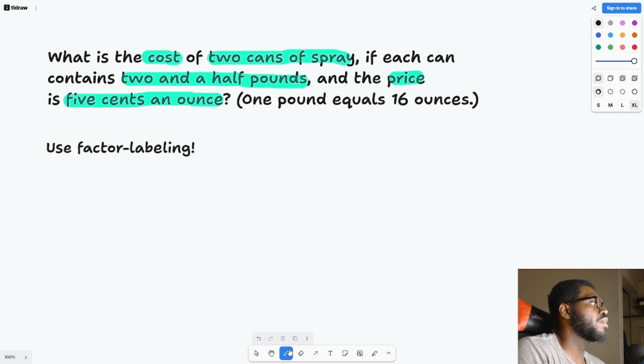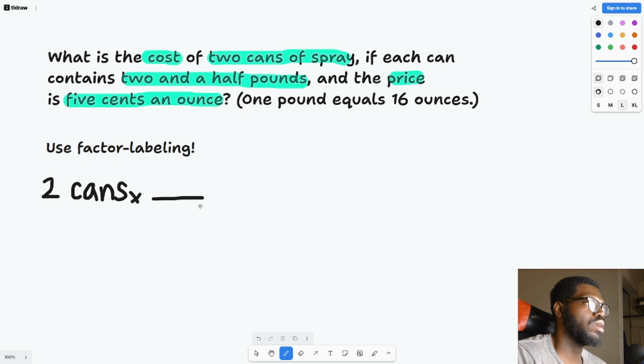While I could explain factor labeling in more detail, I think it'll be easier if you just watch how I solve this problem with this process. We're going to start with the fact that we have 2 cans of spray. I'm going to write 2 cans here, and our goal is to get to the price. So our final unit should be cents or dollars. We're starting with cans and we want to end with cents or dollars.